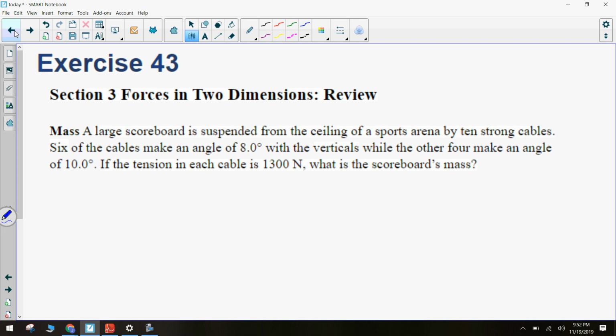Notice that this is not a problem where you're on ramps. 43 is a little bit complicated, but it's not that bad. So I'm going to start by reading the problem, then drawing a free body diagram, and then just adding up all of the forces. It says a large scoreboard is suspended from the ceiling of a sports arena by 10 strong cables. 6 of the cables make an angle of 8 degrees with the verticals, while the other 4 make an angle of 10 degrees. If the tension in each cable is 1,300 newtons, what is the scoreboard's mass?